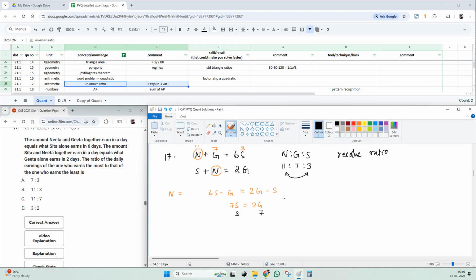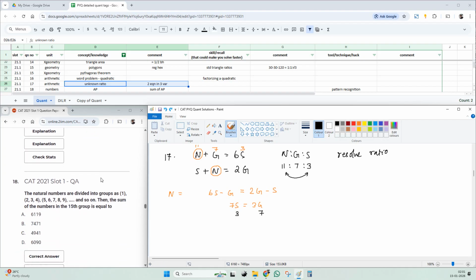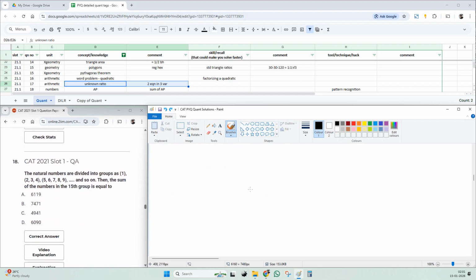So that's question 17. Let's look at the last question of this video, 18. The natural numbers are divided into groups as 1, 2, 3, 4, 5, 6, 7, 8, 9 and so on. Then the sum of the numbers in the 15th group is equal to. So this requires some pattern recognition.